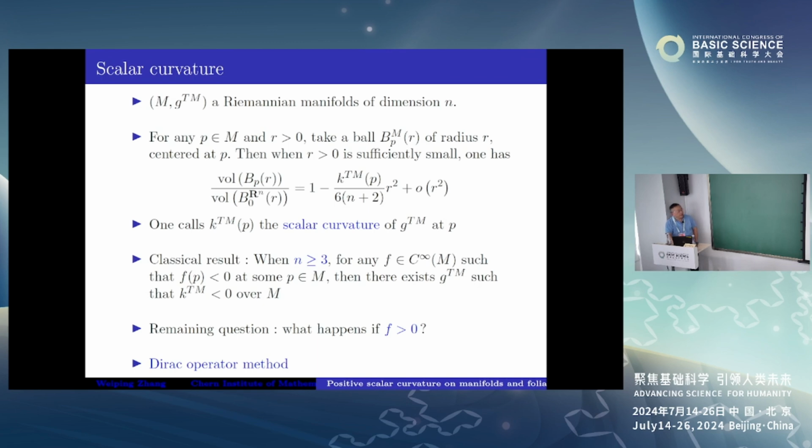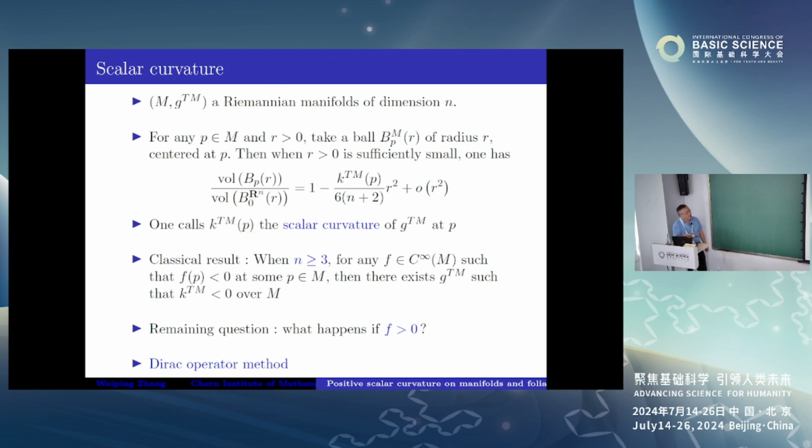To make the talk complete, we start with the concept of scalar curvature. We take a Riemannian manifold M of dimension n, and let g^TM be the metric. Then you take any point P on the manifold and any positive number r. We assume r is small, and take a ball centered at P with radius r. Then we compute its volume. There is an asymptotic formula when r is small.